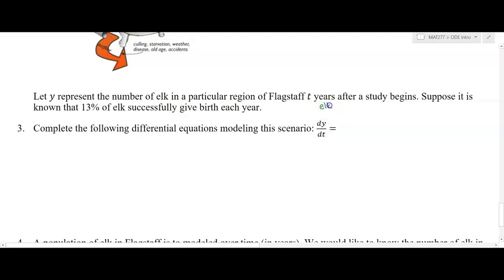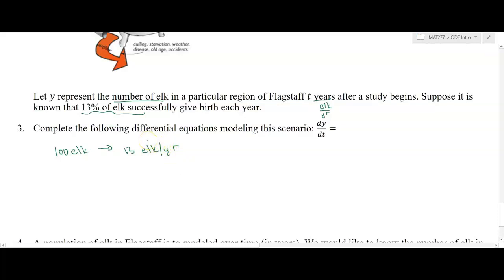How do we know that? Well, y is measured in the number of elk. t is measured in years, therefore our rate of change model will be elk per year. So the question we have to ask ourselves is, how many new elk do we expect to have each year? Well, it's going to be 13% of the elk currently there are going to give birth, right? So if, for example, there were 100 elk, then we would expect 13 new elk over the course of that 1 year. That is, at that moment, we would expect the population to be growing by 13 elk per year.